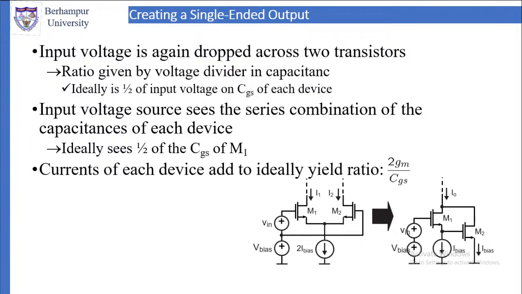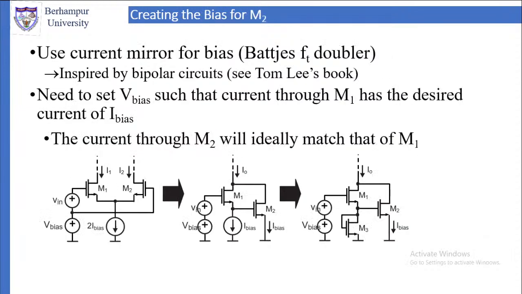But it is almost like a cascade amplifier, although it is not exactly cascade, but it is something like a cascaded combination. Now, use the current mirror for biasing.